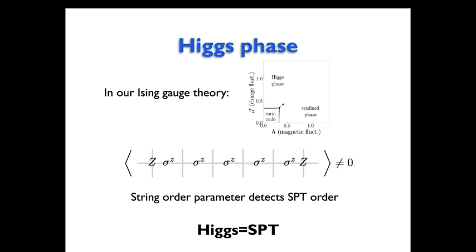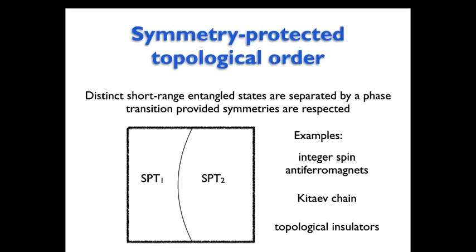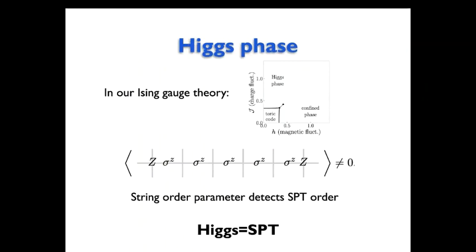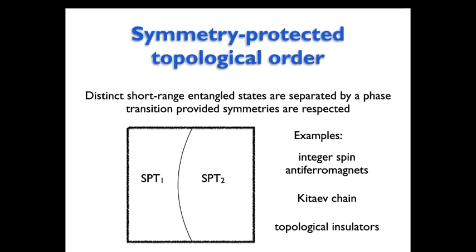But let me talk a little bit more about SPTs here, just to make it more clear. By the way, this symmetry is present in this picture only on that line, right? Because it's at zero h. Okay, SPTs, so Haruki already introduced that, so let me just go quickly through that. These are short-range entangled states without topological order, and they are different and separated by a phase transition if we have symmetries which protect them. If we relax symmetries, the phase transitions disappear and everything is connected to each other, essentially continuously connected to a state with no entanglement.